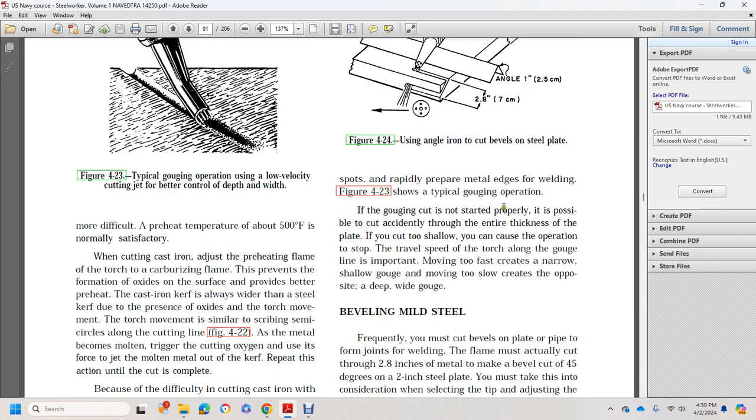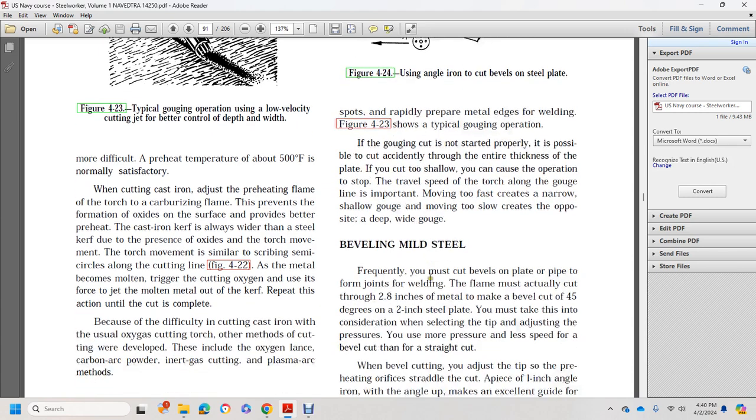If the gouging is not done properly, you can accidentally cut through the entire thickness of the plate. If the cut is too shallow, you can correct it by slowing the travel speed of the torch along the gouge line. It is important to note that moving too fast creates a narrow, shallow gouge. Moving too slow creates the opposite, a deep, wider gouge.